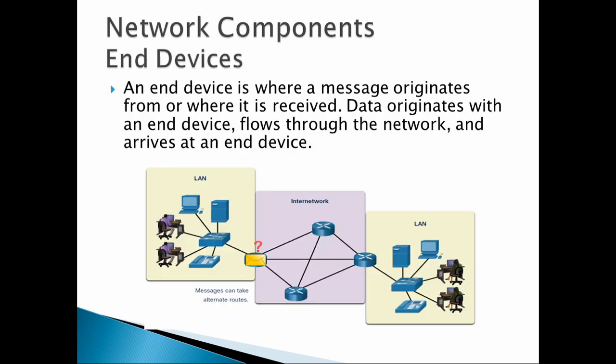Then end devices. As I told you before, end devices in the network are the ones which send information or retrieve information. Data originates from an end device, flows through a network and arrives at the end device. For example, here this computer and this computer. It wants to send some information or some message to this computer. So the message originates from this computer, flows through this network, and then it is received by this computer. So both of these computers are known as end devices in the network.